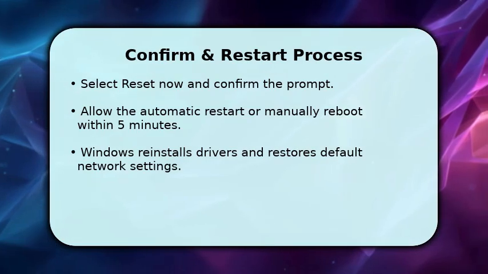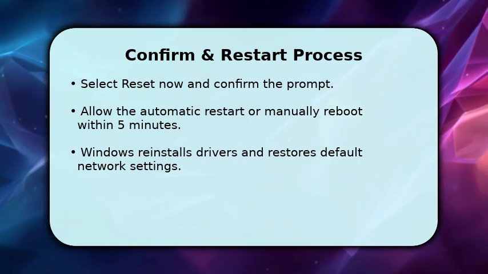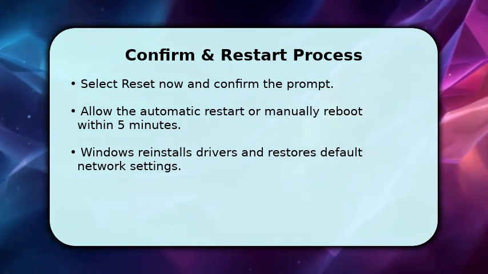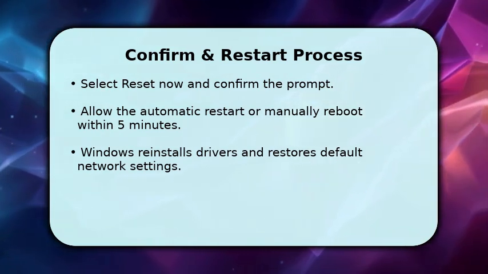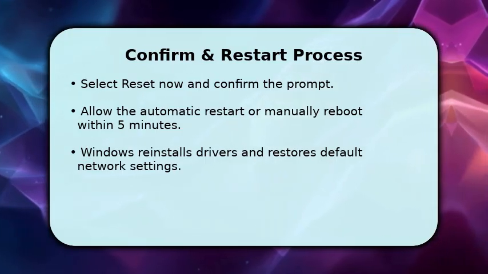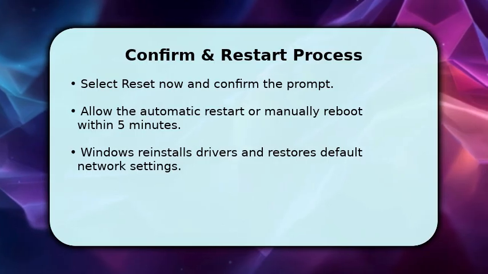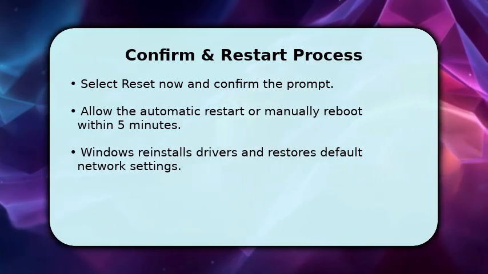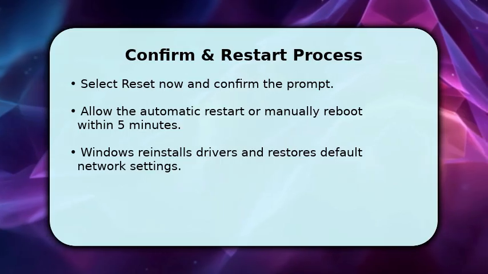After you click Network Reset, choose Reset Now and confirm when prompted. This is the actionable confirmation that tells Windows to remove and reinstall network adapters. Once you confirm, Windows schedules a restart. Allow it to reboot automatically or restart within 5 minutes to continue.